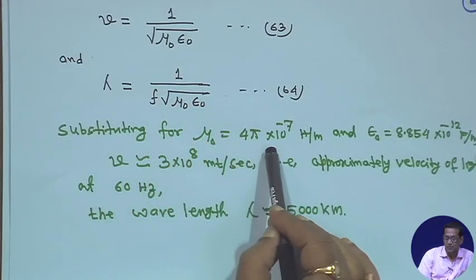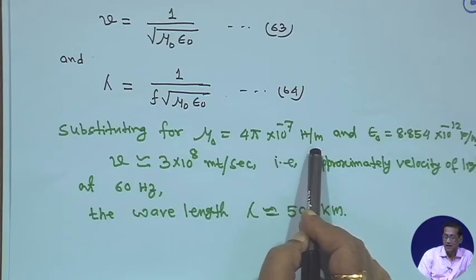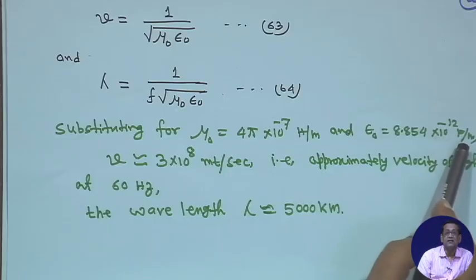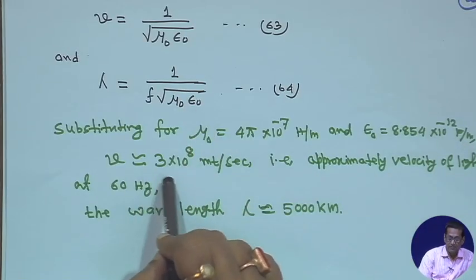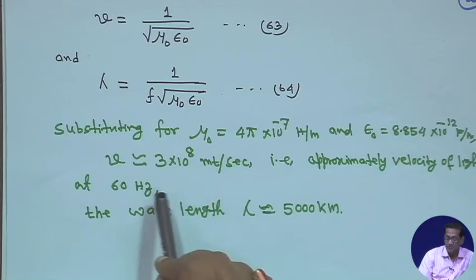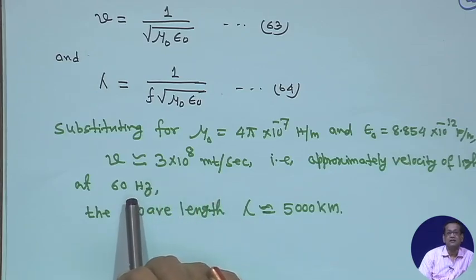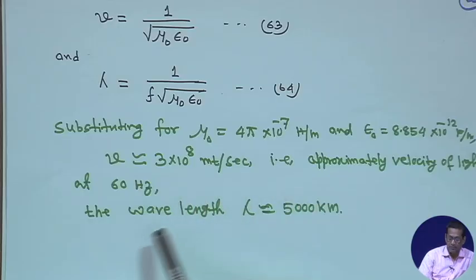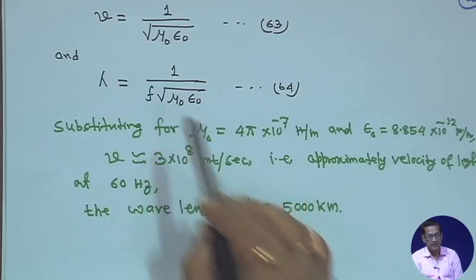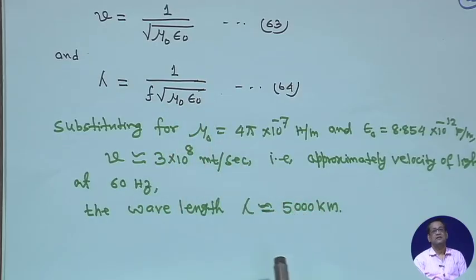You know the mu 0 value is 4 pi into 10 to the minus 7 Henry per meter, and epsilon 0 is 8.854 into 10 to the minus 12 farad per meter. So, approximately V will be 3 into 10 to the power 8 meter per second, which is approximately the velocity of light, and at a frequency of 60 hertz, lambda will become 5000 kilometer. This gives some ideas regarding your velocity of propagation and your wavelength lambda.